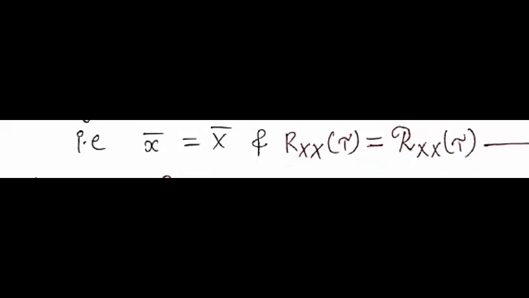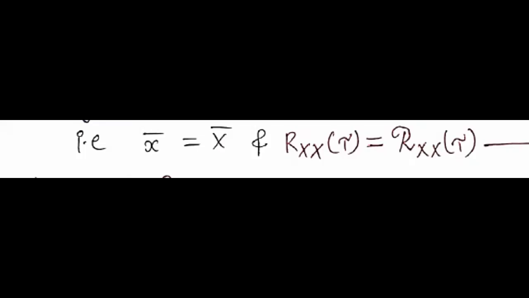So now we are going to see what different types of ergodic processes there are. In ergodic processes, we have 4 types. The first one is jointly ergodic processes, the second one is mean ergodic processes, the third one is autocorrelation ergodic processes, and the fourth one is cross correlation ergodic processes.